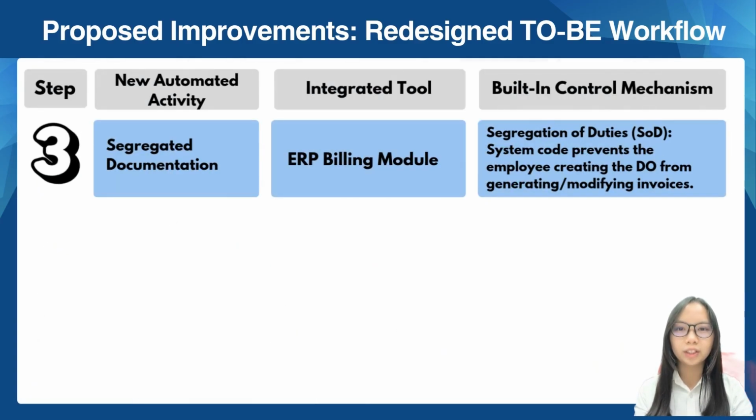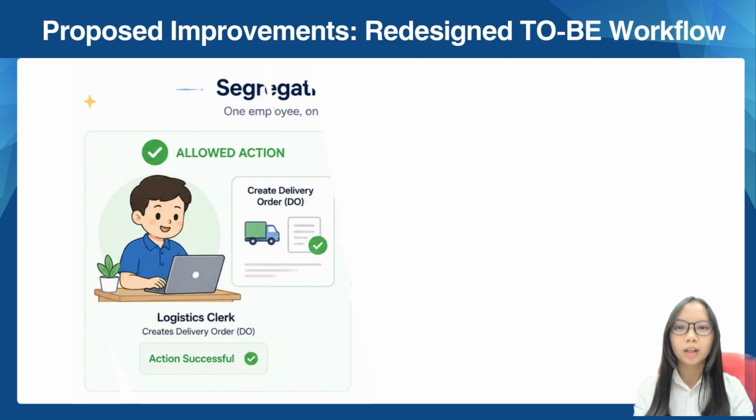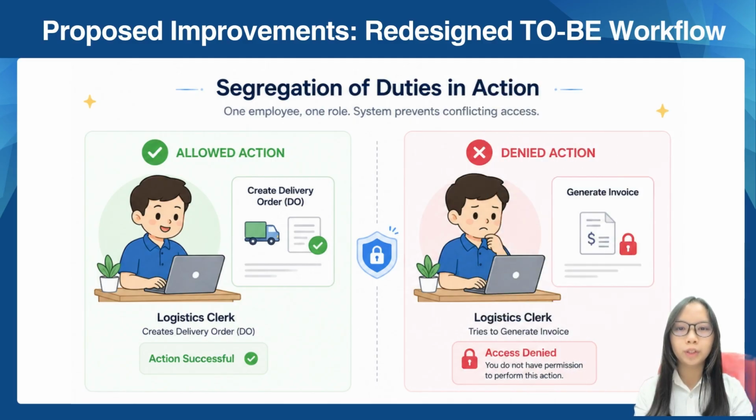Third, segregation of duties is enforced through the ERP system. The logistics clerk is responsible only for delivery order preparation, while invoice generation is assigned to a separate billing clerk. System restrictions prevent one employee from performing both functions, thereby reducing fraud and error risk.